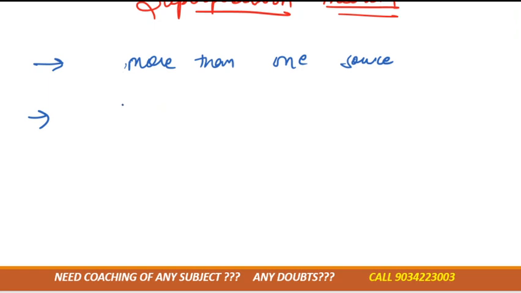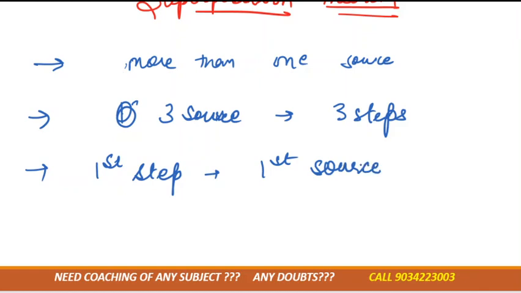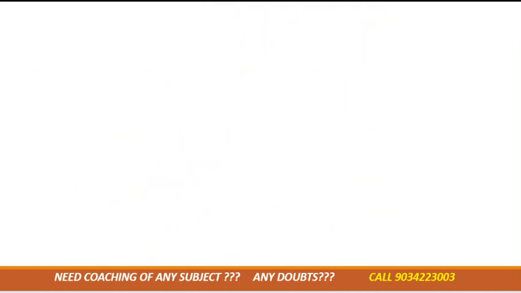The second condition is that if there are three sources, we'll solve it in three steps. If there are four sources in the question, then we'll solve it in four steps. In the first step we'll take only the first source, whether it is a current source or a voltage source. A voltage source must be short circuited because we have to remove the other sources, and a current source must be open circuited. You will understand it better with an example.